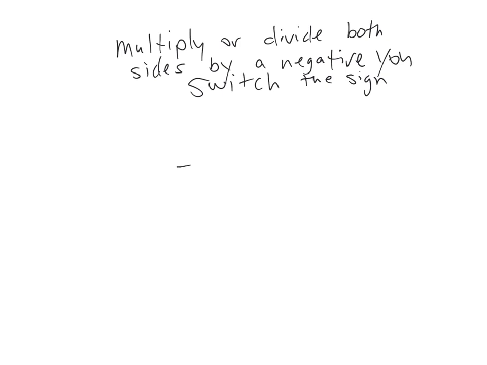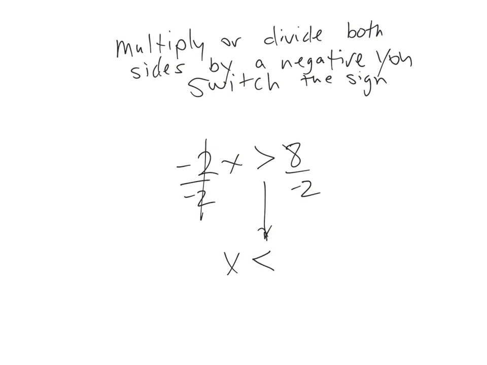Let's say I have negative 2x is greater than 8. Okay, so this is my inequality I have to solve. In order to get x by itself, I'm going to divide by negative 2. Well, I just divided by a negative on both sides, so I have to flip this sign. This sign comes down and it flips. It goes the other way. 8 divided by negative 2 is negative 4.